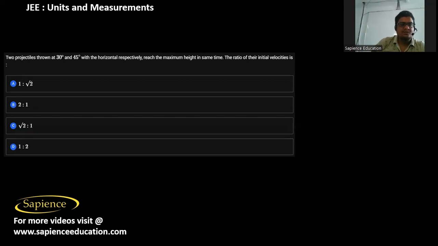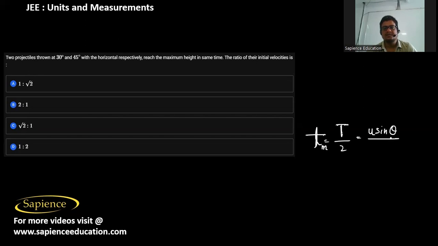When it is told two projectiles are thrown at 30 degree and 45 degree with the horizontal respectively, reach the maximum height in same time, the ratio of their initial velocities is. So the time required to reach the maximum height, that is the half of the time of flight. So the time to reach the maximum height, let's call it as Tm. So that is actually half of the time of flight, which is equal to u sine theta by g.